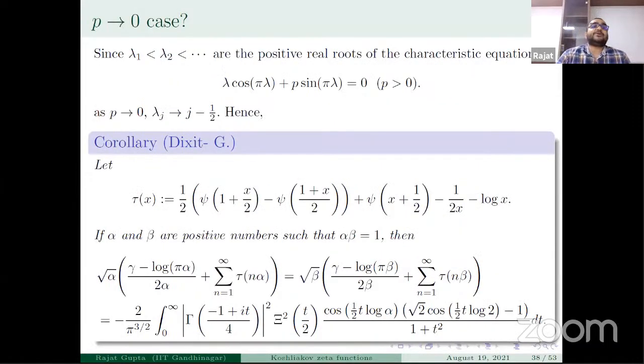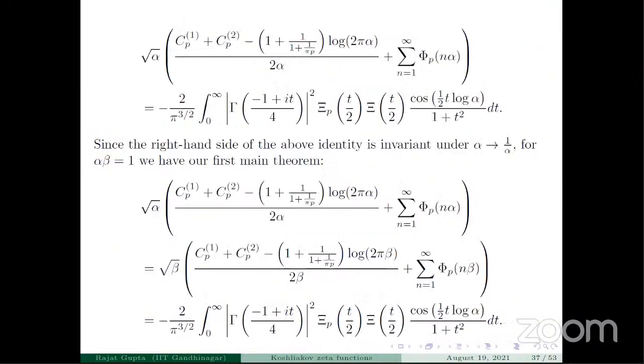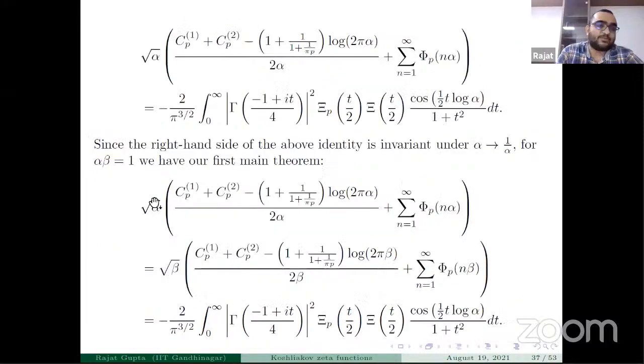Now, what happens if you take p tends to... You replace alpha by beta, that's what you're trying to say. Yes, we replace alpha by beta by imposing this condition, because alpha beta equal to 1 is nothing but alpha goes to 1 by alpha, if you see.